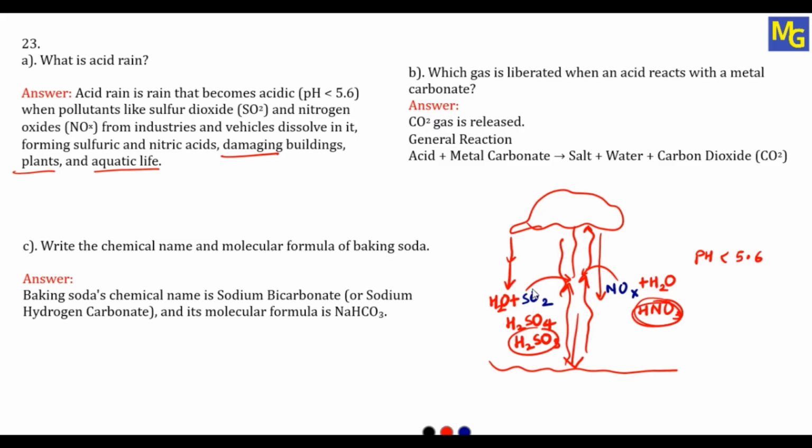Now the next question, that is B. Which gas is liberated when an acid reacts with a metal carbonate? Very simple. What is metal carbonate? Metal carbonate means a metal combined with carbonate ion, like MgCO3. MgCO3 means magnesium carbonate. So CO3 is nothing but a carbonate ion. So whenever any acid combines with the carbonate, we get a salt. Then we will get water, and we are going to get a gas called carbon dioxide.